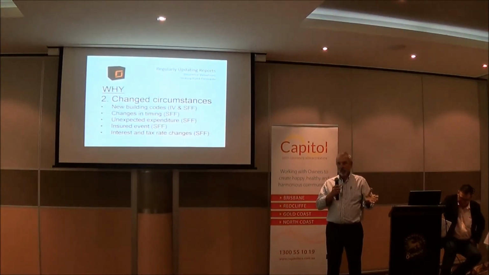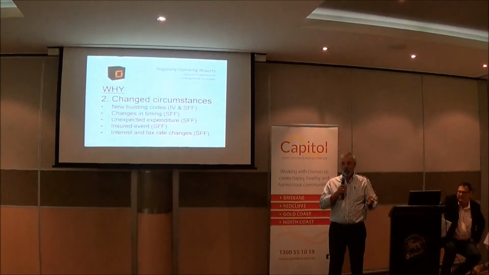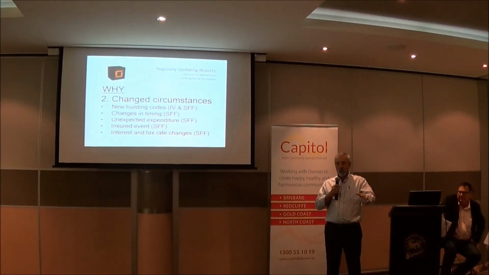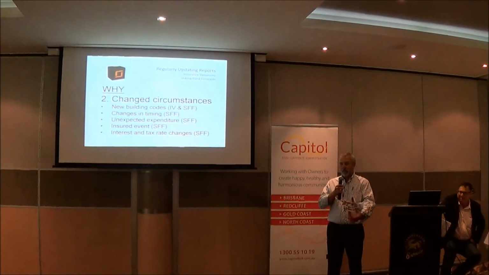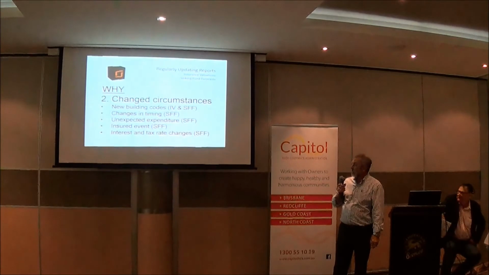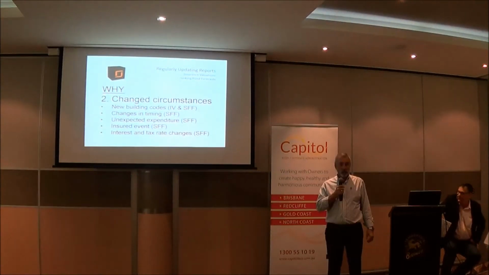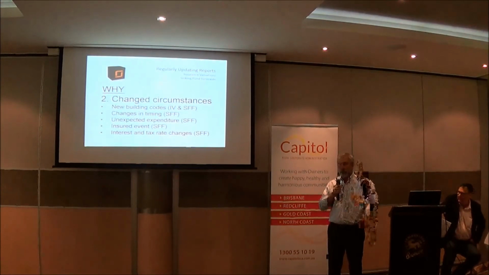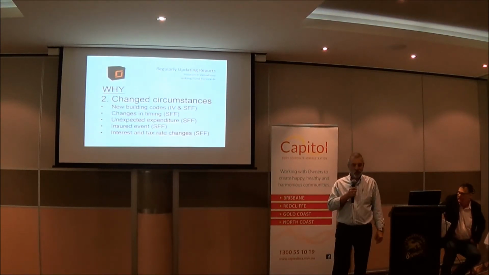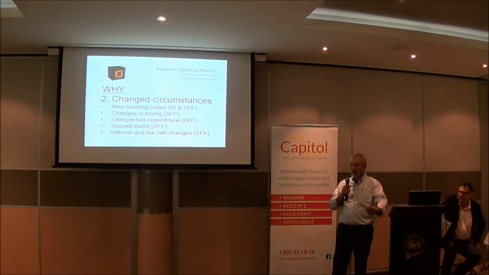A minor item probably doesn't affect the sinking fund that much, but you could also have something major that changes it. So you need to consider that you've spent that money up early. Do you need to review your sinking fund on that basis? Unexpected expenditure is basically a similar thing. Something's broken down, somebody's driven into the garage door or something and it's not covered. You have to spend that money that you weren't expecting to spend.